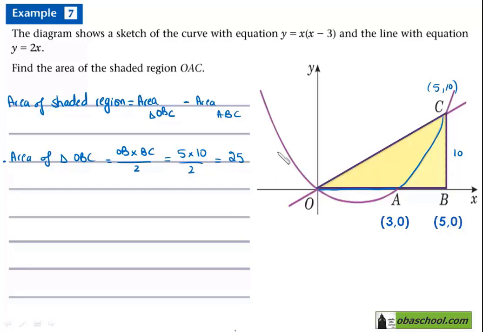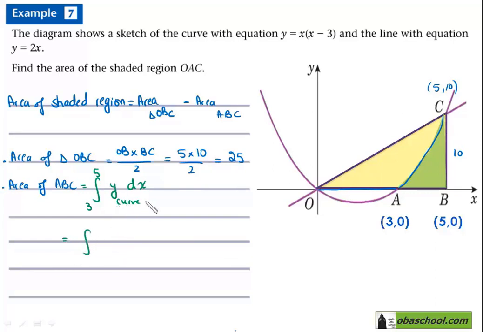Now we want to remove the area of ABC. Look at the area here, which is colored in green. This is the area of ABC. It is integral y dx, where the x starts at 3 and ends at 5. And y is the equation of the curve.